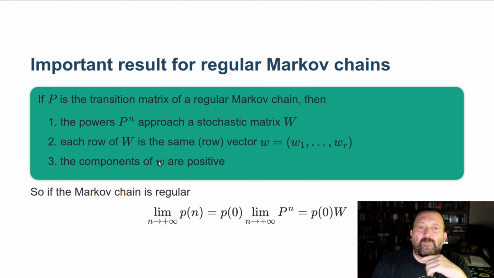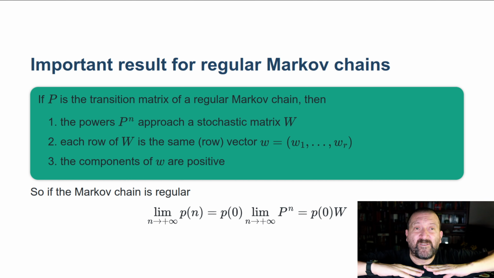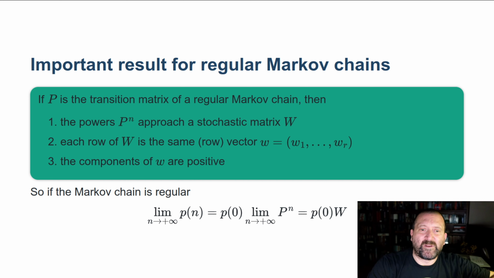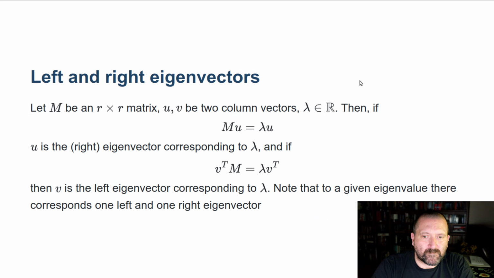Okay, so if we have a regular Markov chain, the limit of the vector of distribution of probabilities is equal to P(0) times the limit of P to the n, and we just saw that P to the n approaches the stochastic matrix, so this is P(0) times W. And when we are trying to use this, we'll end up using left and right eigenvectors. We've seen that already, but let me just come back to this.